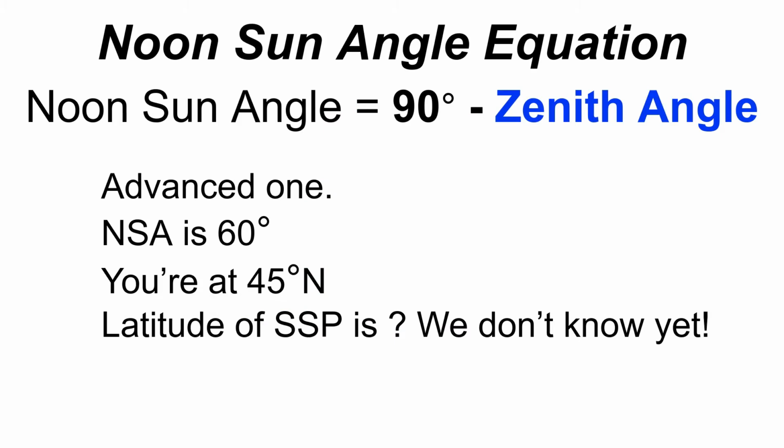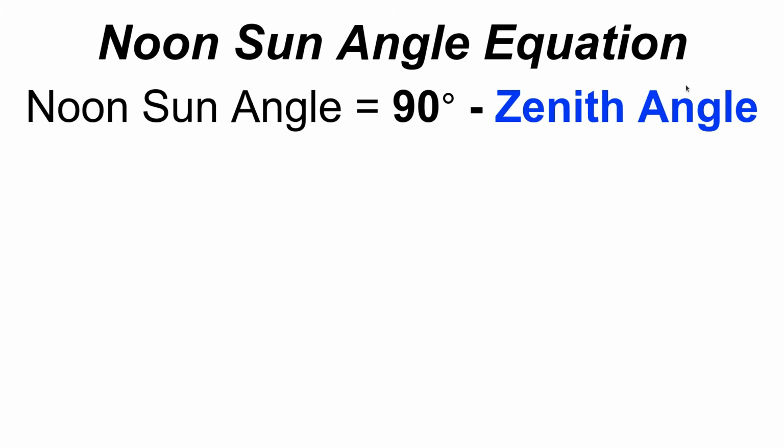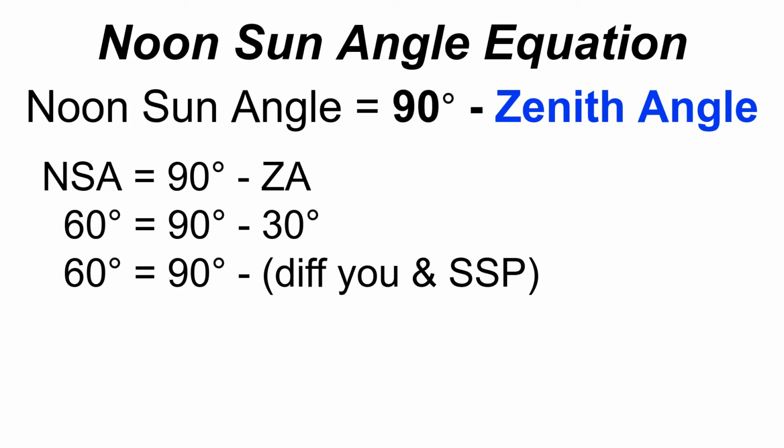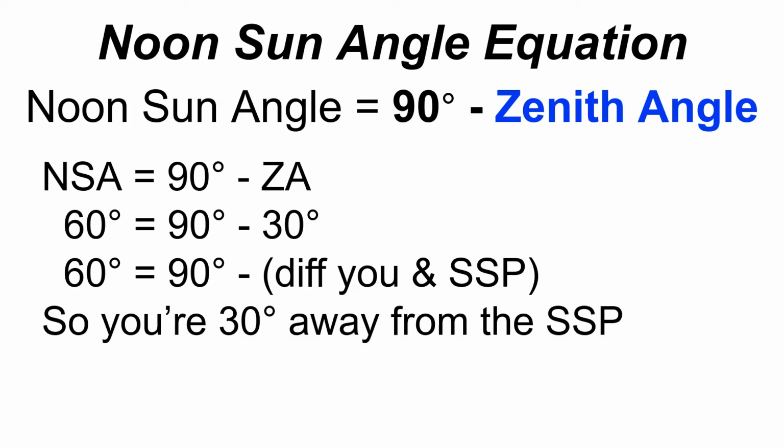So the noon-sun angle is 60 degrees. Instead of trying to solve for the noon-sun angle, I'm telling you what the angle is. We are at 45 degrees north, and the angle of the sun over the horizon is 60 degrees. Okay, so the noon-sun angle equals 90 minus the zenith angle. So we know that the zenith angle equals 30 degrees, and 30 degrees is how far away from the subsolar point you are. So you're 30 degrees away from the subsolar point.